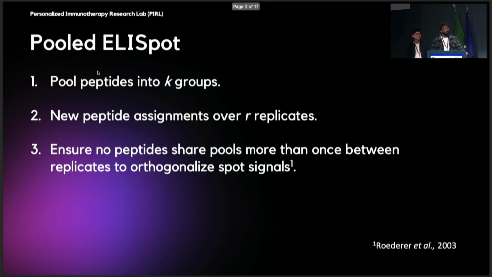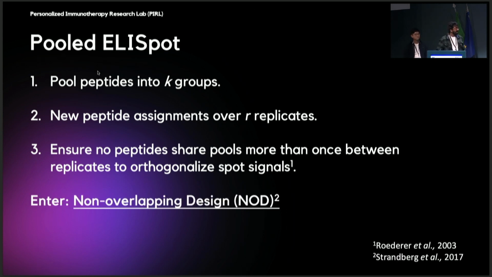In today's world, when we try to do multiple groups of epitopes, we typically do a pooled ELISpot. For your pooled ELISpot, you want to put in around K groups of a particular group size, and you want to repeat this over a particular number of replicates. The idea is to ensure that no peptides are shared between pools over more than one replicate. This allows you to create an almost linearly independent system that you can easily deconvolve to find which of your peptides were truly immunogenic and what was noise. This principle was known as the non-overlapping design and was recently formulated in 2017.